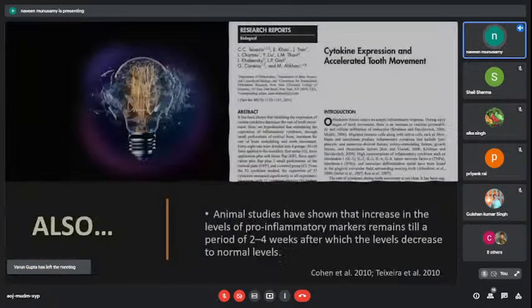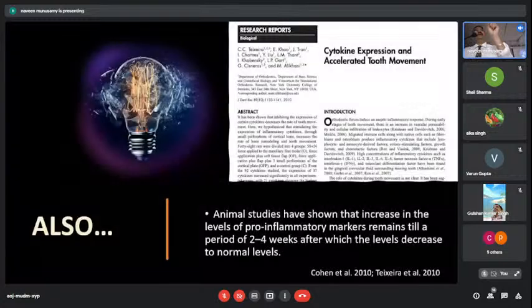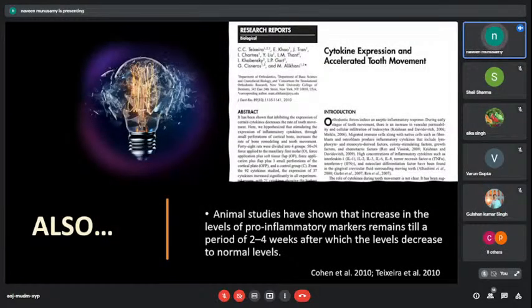So now I will be giving an explanation of what could be the reason why in our study we found only a temporary acceleration for the first month. If you see this, this is an animal study done by Texera and Cohen. They did the biomarker evaluation after doing the microosteoperforation or minor incision in the bone, and they observed that there is an increase in the level of pro-inflammatory markers only for 2 to 4 weeks. After 4 weeks, the level of biomarkers again comes to the base level.